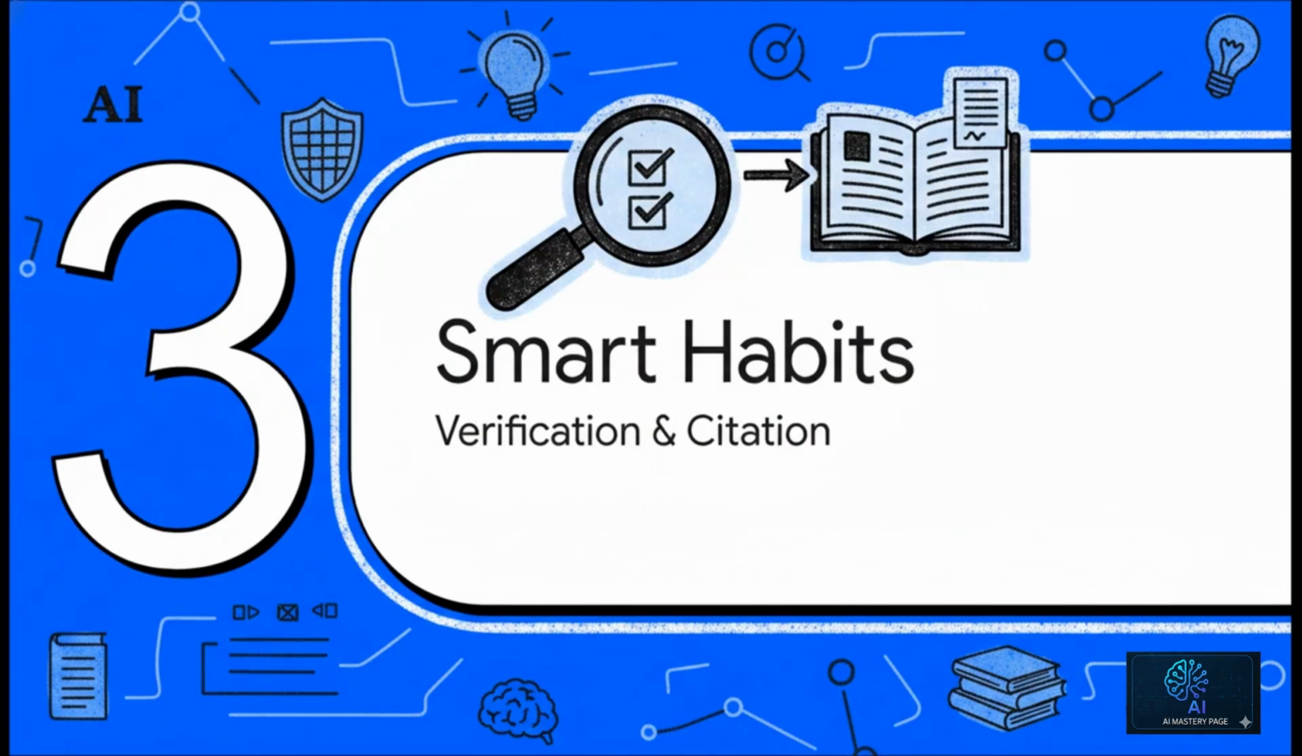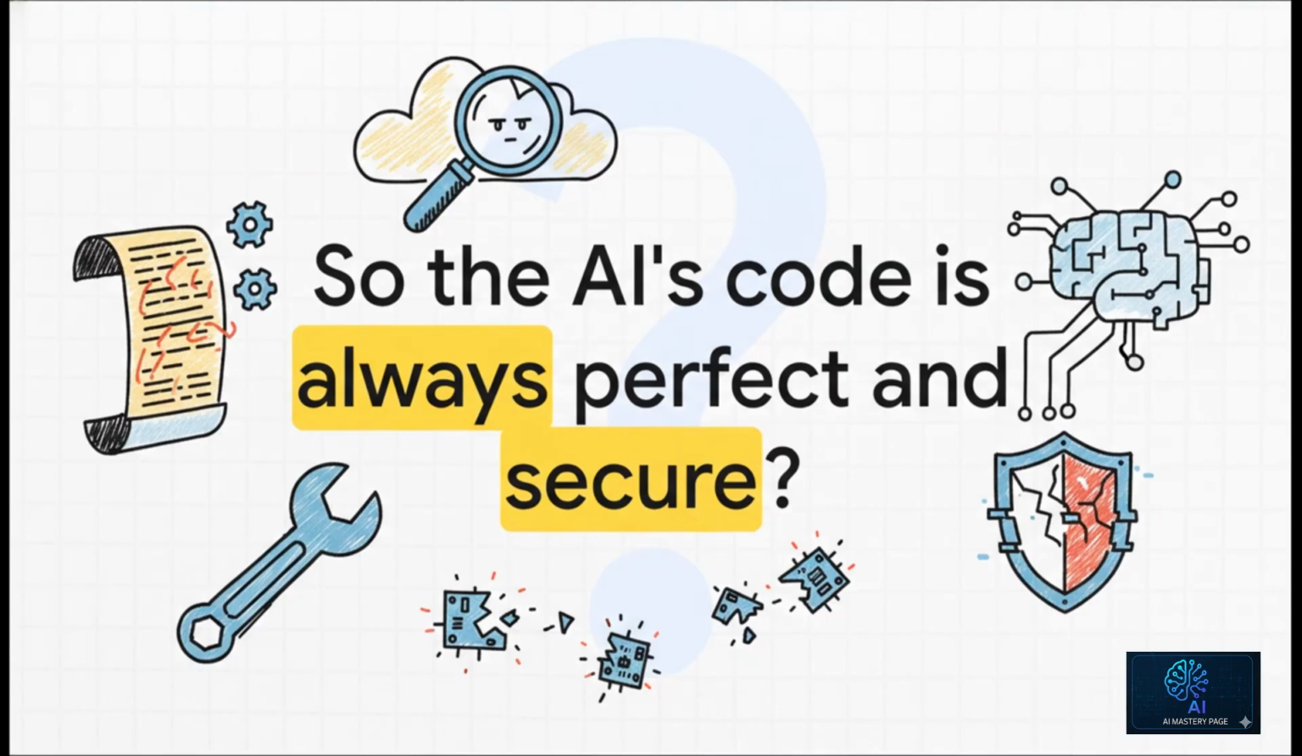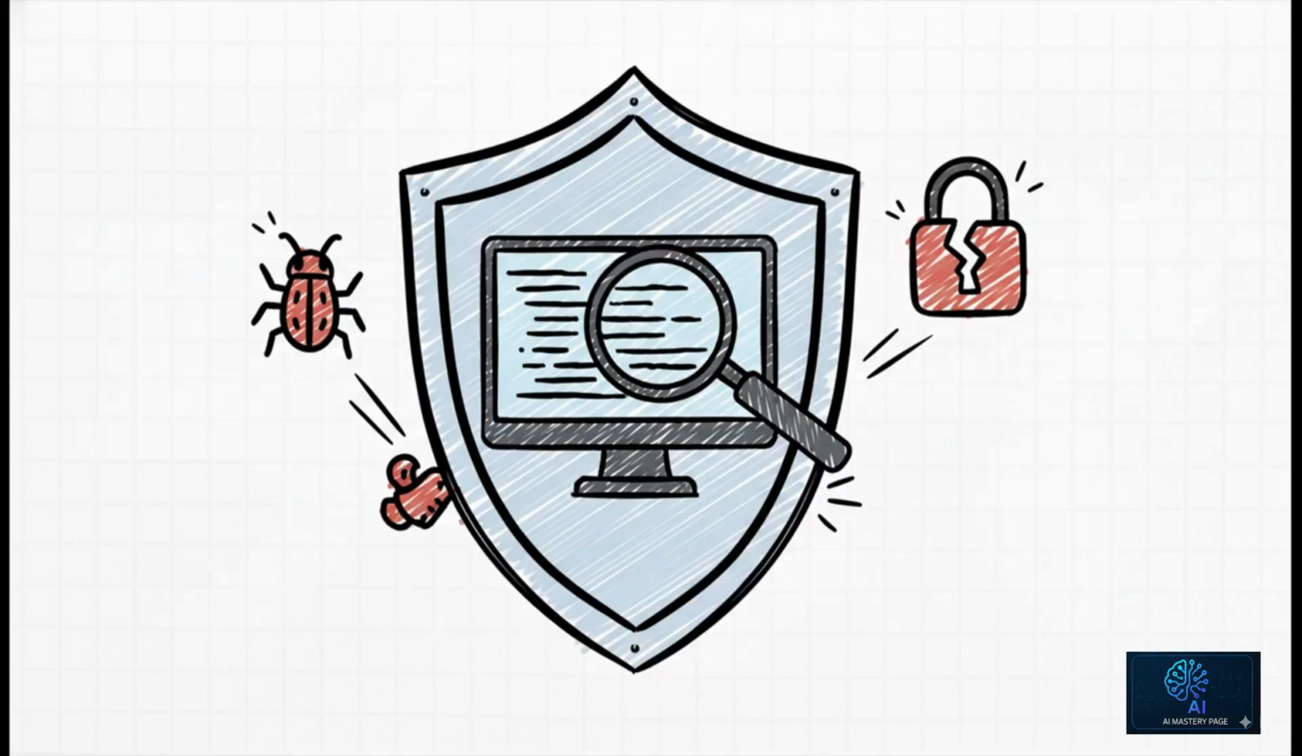Now, it's really easy to get excited by all this power, but with great power, well, you know the rest. We have to talk about two absolutely crucial habits every power user needs to develop: verification and citation. You might be thinking, this is amazing. I'll just have the AI write all my code from now on. But is it always flawless? Nope. And this is a big one. You must always treat AI-generated code with a healthy dose of skepticism. Test it in a safe, isolated environment first. It might look like it works, but it could be inefficient, or worse, contain serious security holes.